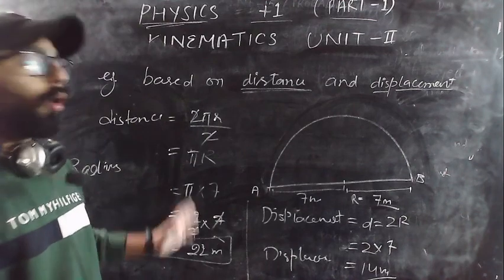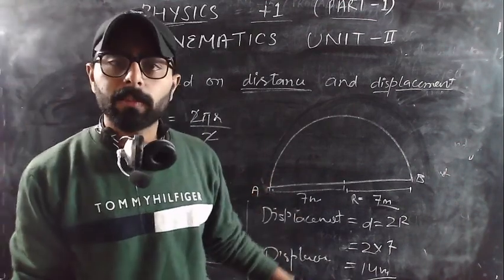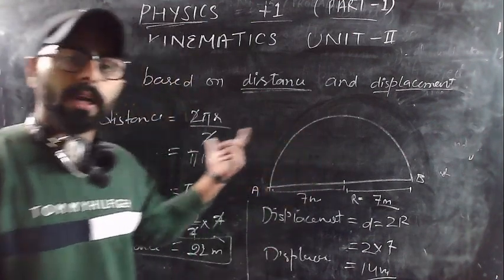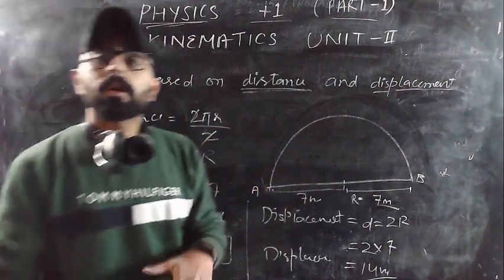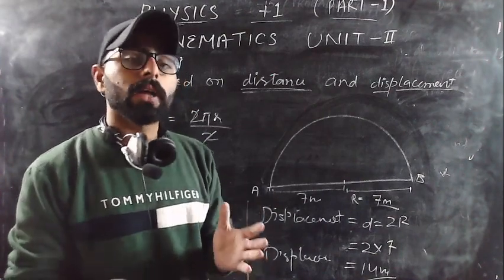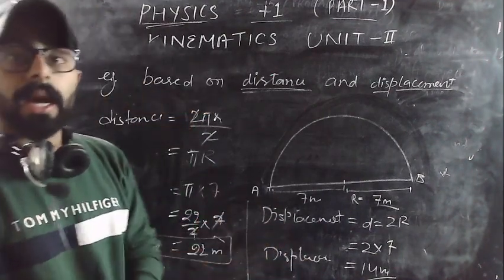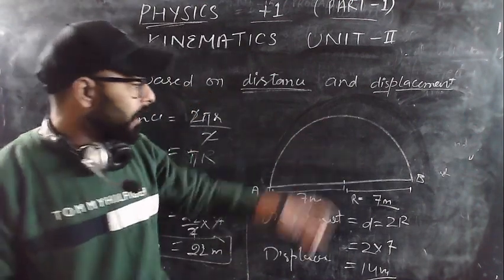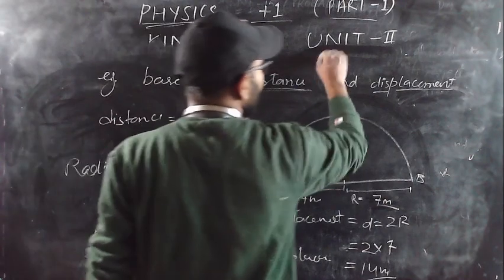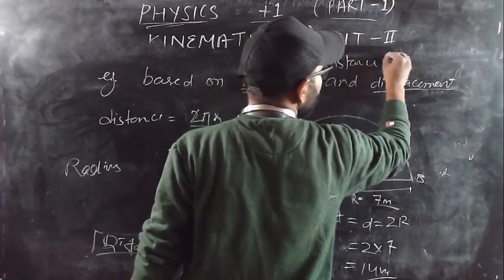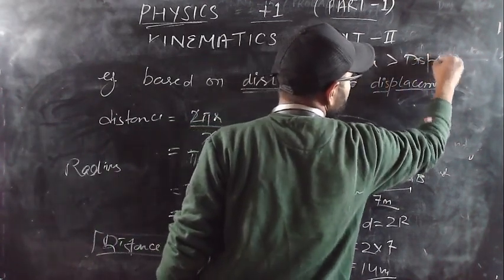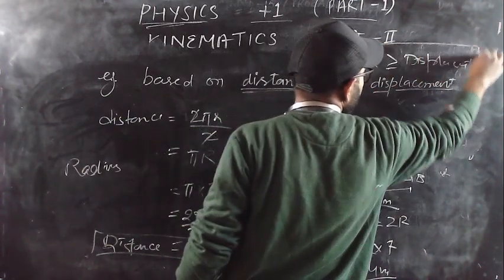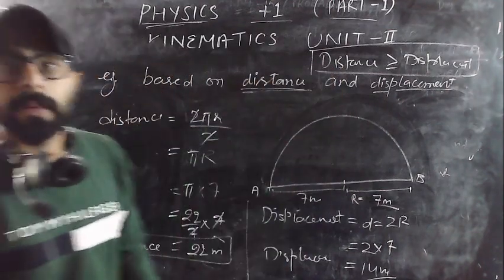We can see distance is always greater than displacement, if we consider the definition again. Distance is the actual or longest path traveled by an object, and displacement is the shortest path traveled by an object. The value again becomes distance is greater than displacement. So this is the actual relation between distance and displacement.